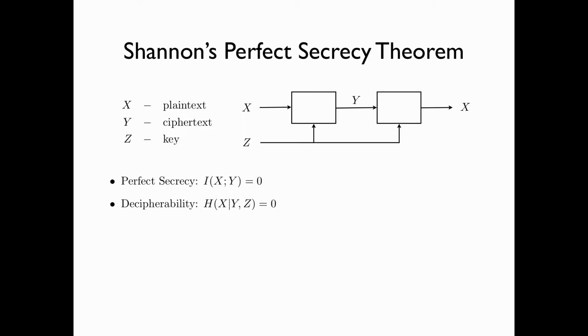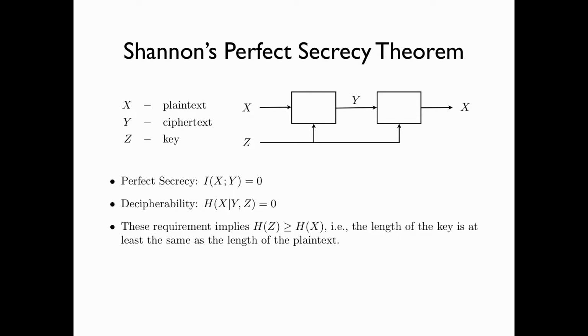We also require decipherability, that is, the receiver, upon receiving Y and also Z, would be able to recover X. In other words, X is a function of Y and Z, or the conditional entropy of X given Y and Z is equal to 0. We are going to show that these two requirements imply that entropy of Z is greater than or equal to entropy of X. That is, the length of the key is at least the same as the length of the plain text.